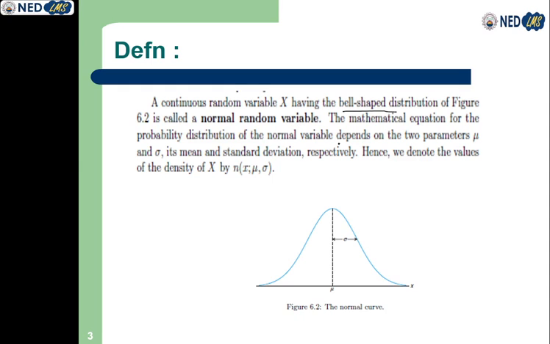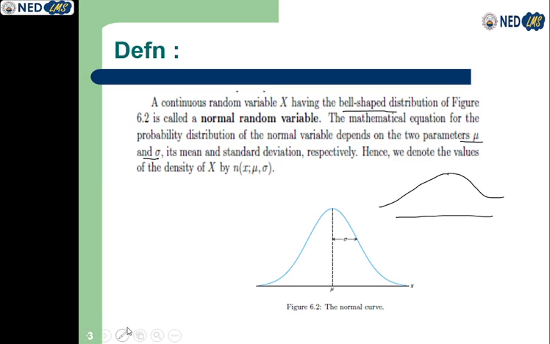The mathematical equation depends upon two parameters. If anybody says that a random variable follows the normal distribution, then he must define two parameters: the mean mu, and the standard deviation sigma. So there are two parameters of the normal distribution, the mean mu and the standard deviation sigma. This is the graph of the normal probability distribution, a simple symmetrical bell shaped curve.